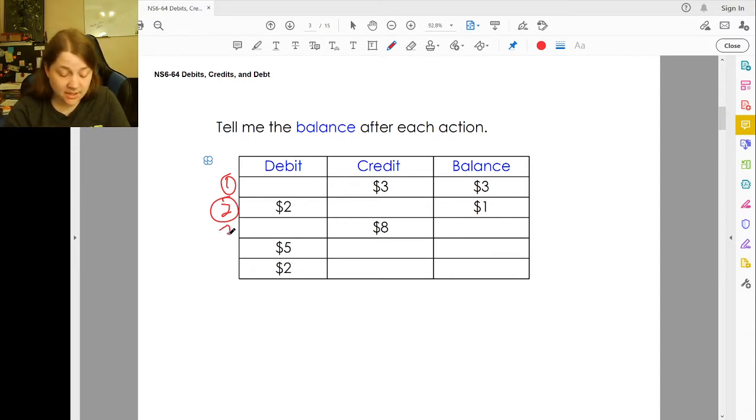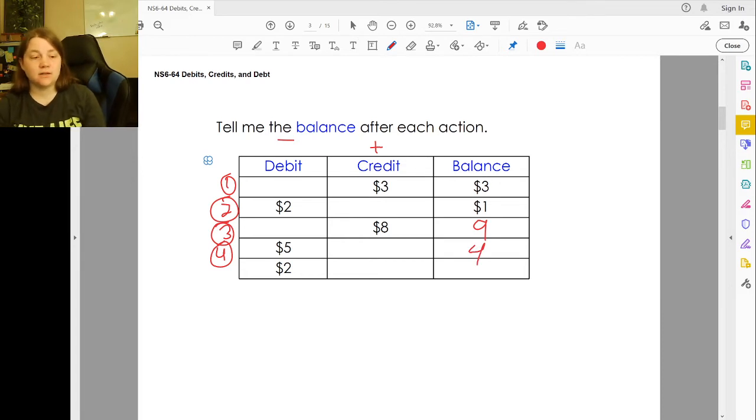So the third thing I did with my bank account is I put $8 back into my bank account, which means I'm going to add more money to my balance. 8 plus 1 is 9. Now that I have $9, I'm going to go spend some of that money. The fourth thing I'm going to do is take $5 out of my bank account. 9 minus 5 means now I only have $4.